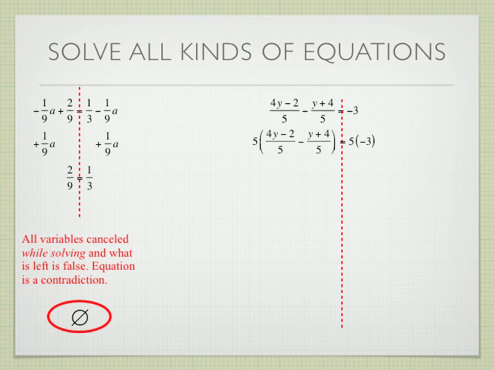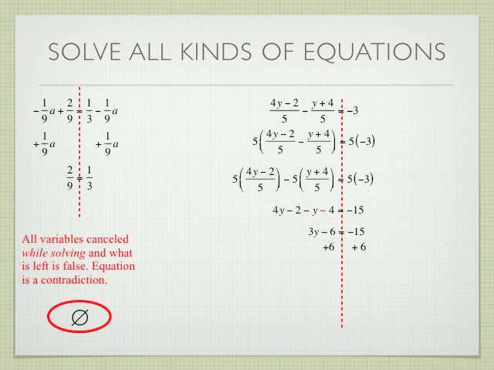So those 5's are going to cancel from the first fraction, and the 5's are going to cancel in the next fraction. Just remember that that negative has to be carried all the way through. So the 5 cancels from the first fraction, I'm left with 4y minus 2. The 5's cancel from the second fraction, and I'm left with y plus 4. But since I'm subtracting the y plus 4, it's minus y minus 4. Okay, the right-hand side is negative 15. Combining like terms gives me 3y minus 6 equals negative 15.